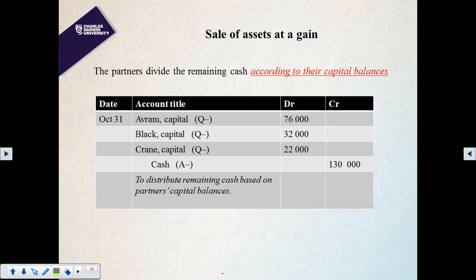Now the partners divide the remaining cash according to their capital balance. So whatever cash balance we have now in the business, we just distribute to our partners based on their capital balances, 66, 32, 22, and cash is going to be credited by $130,000, which dissolves our business. Now the business basically has zero assets.